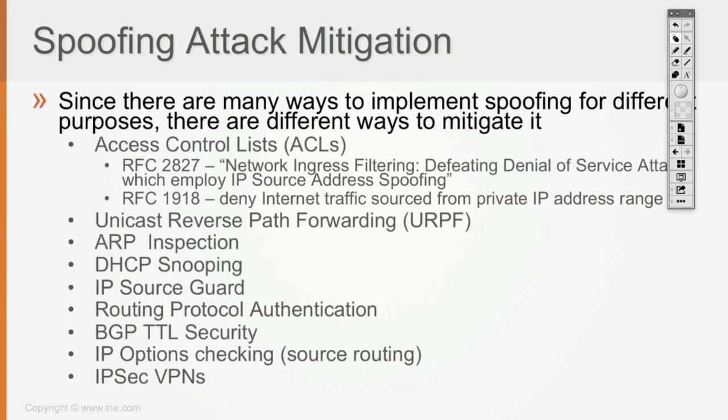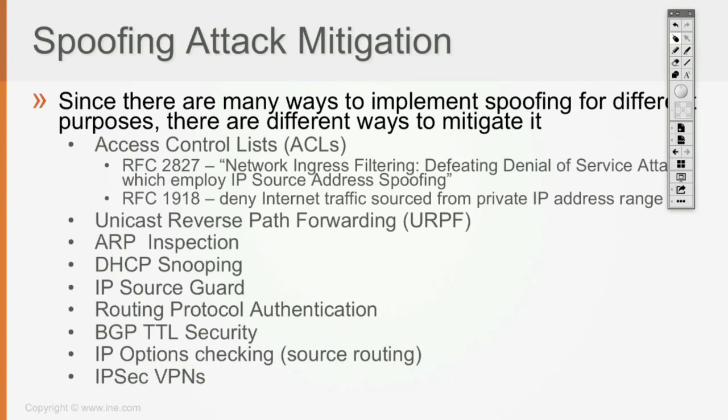Then we have other tools which we're going to speak about in the upcoming days. Against ARP attacks, we have ARP inspection or dynamic ARP inspection. Against DHCP, we have DHCP snooping. Against IP spoofing from the inside, we have what is called IP source guard. Against routing protocol attacks, so spoofing the source to end up with routing protocol attacks, we have routing protocol authentication. We have BGP TTL security. Likewise, IP options checking defends against source routing, so it makes sure that the attacker cannot actually choose the routing path in the network.